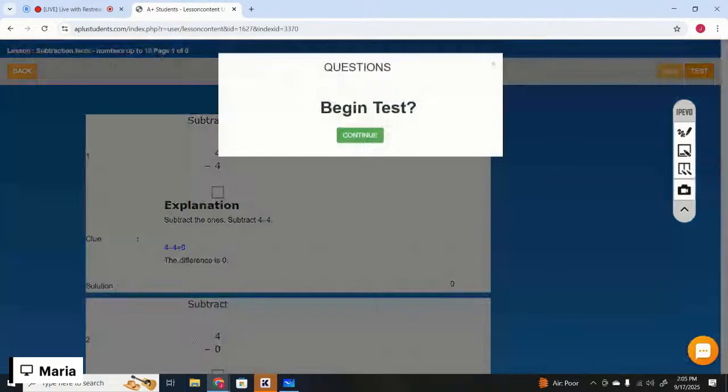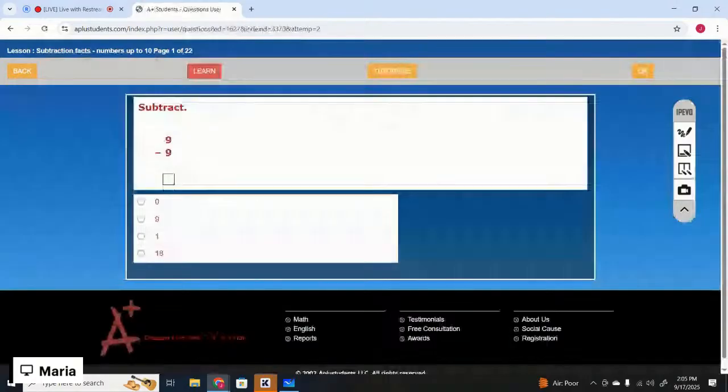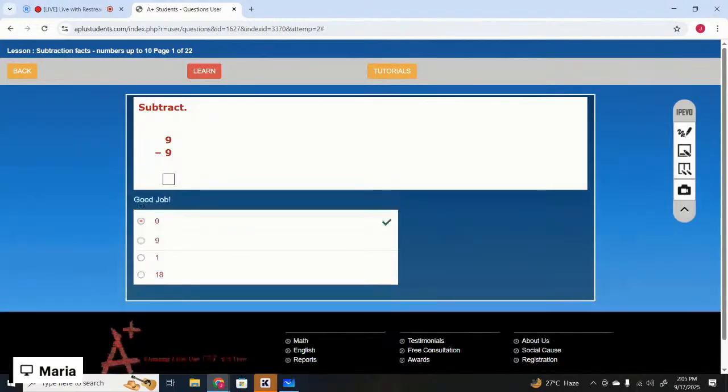Let's just start with the test questions. Nine, take away 9. Nine, take away 9 is 0. Subtracting a number from itself always makes a 0.